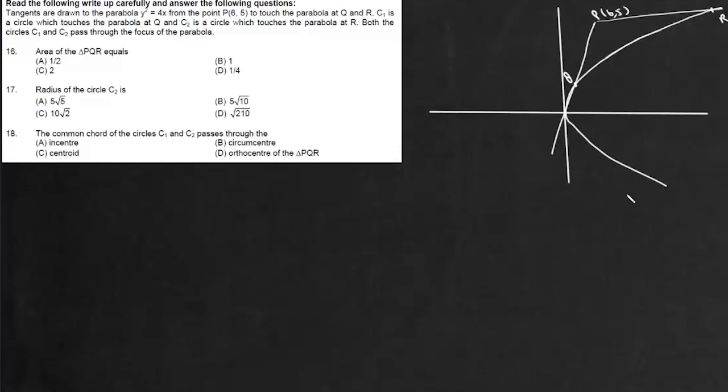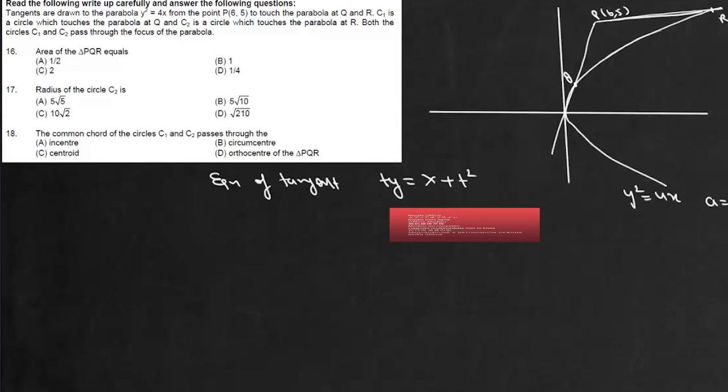Now we know that for this parabola y² equals 4x, the value of a is 1, then the equation of the tangent is given by ty equals x plus at². So in this case, it'll be ty equals x plus t². Now we need this tangent which passes through this point (6, 5). So we'll put x as 6 and y as 5. So we'll get t² minus 5t plus 6 equals 0. So here the value of t will be either 2 or 3.